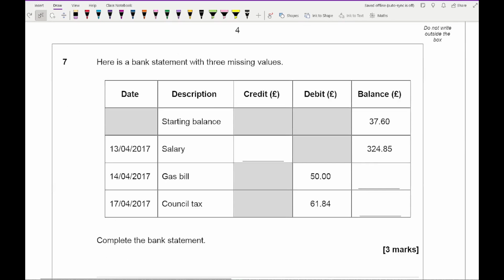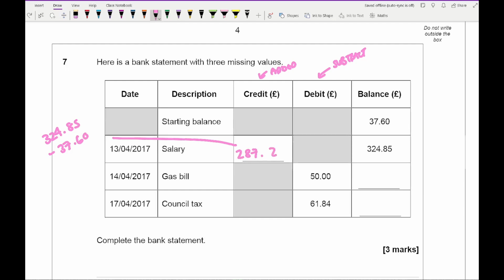Then moving on to question 7, it says here is a bank statement with 3 missing values. Now credit is basically what's being added, debit is what's being subtracted. So for this one here, what I need to do is 324.85 minus 37.60, because I want to know the difference between those two numbers, in which I should end up with 287.25.